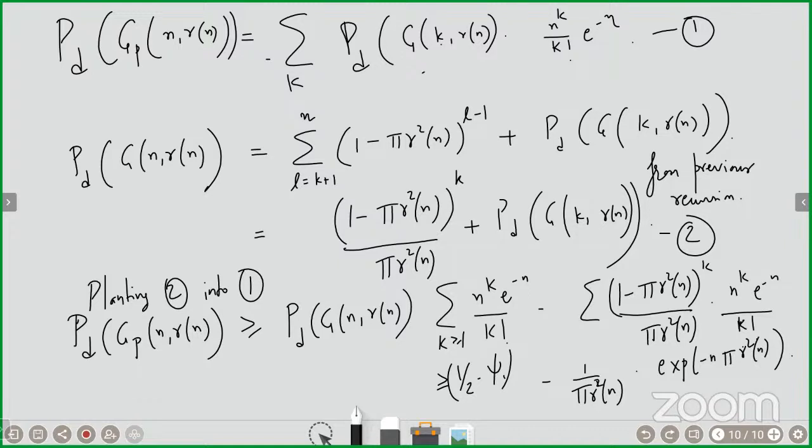Can you just tell me order wise what that is? E to the minus c. Sorry? E to the minus c by n. There's more to it. So this is e to the minus c of n divided by n log n plus c of n. This is what you get.